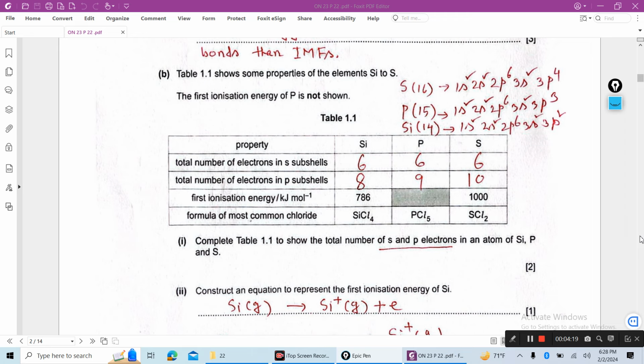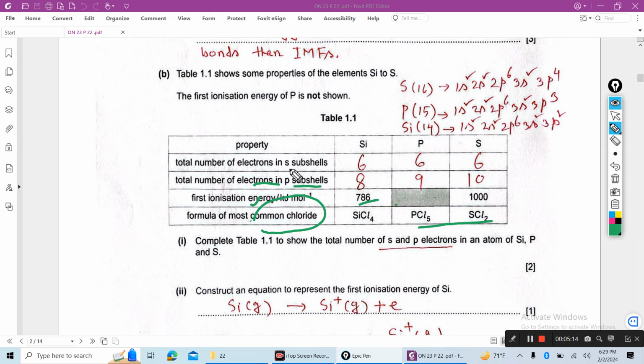Now, this table shows some properties of the elements silicon to sulfur: silicon, phosphorus and sulfur. The question is asking you for the total number of electrons in the S subshell, S orbital, and second, the total number of electrons in the P subshell. The first ionization energy and the formula of the most common chloride are given. So now you see.